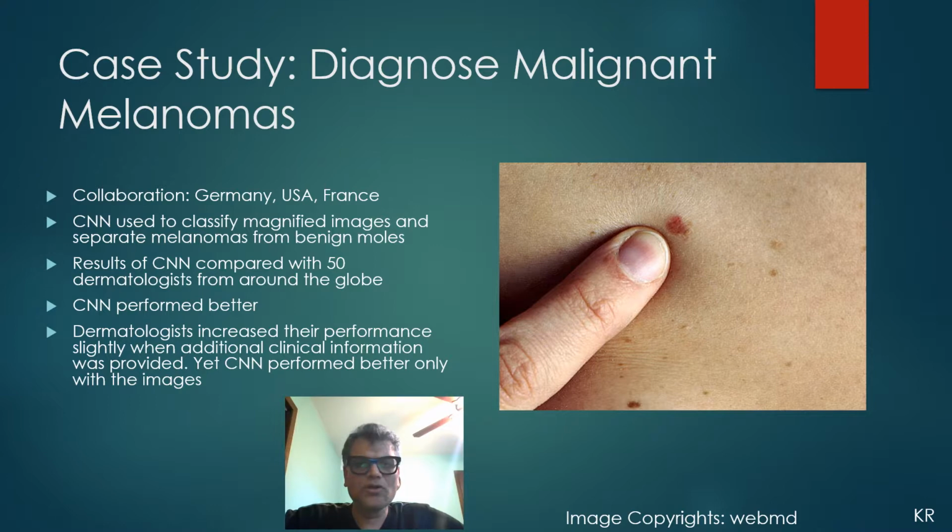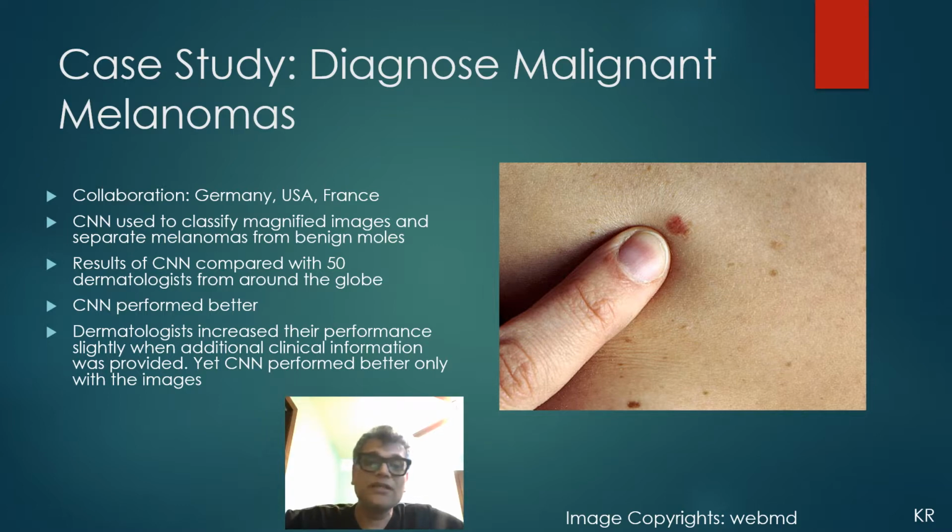This is another example of how a convolutional neural network was used to diagnose malignant melanomas. The magnified images or the scans were input into the CNN, and then the CNN was able to separate out malignant melanomas from the benign moles. Now, these results were compared to the diagnosis of about 50 dermatologists from around the globe, and surprisingly, CNN performed better.